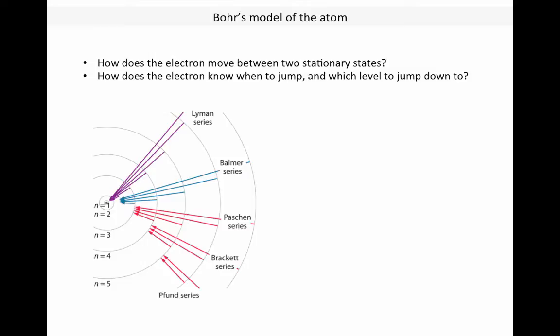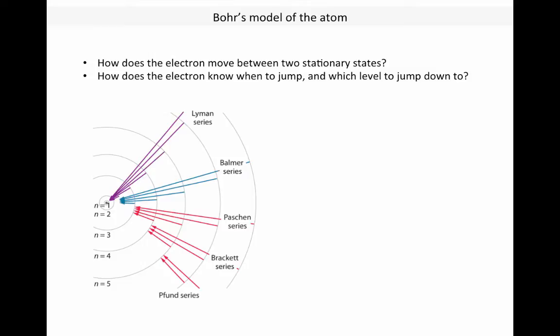But firstly, just to draw your attention to two questions that are raised in Bohr's model of the atom when you think about it carefully. Those questions are, how does the electron move between these two stationary states, these two orbits? What does the electron do to get from one orbit to the other? Bohr says it happens instantaneously, which seems quite alarming and certainly violates the idea that nothing travels faster than the speed of light.